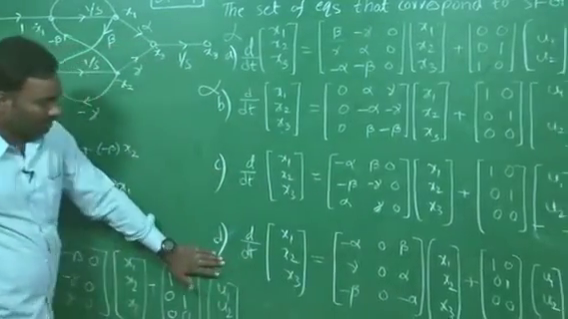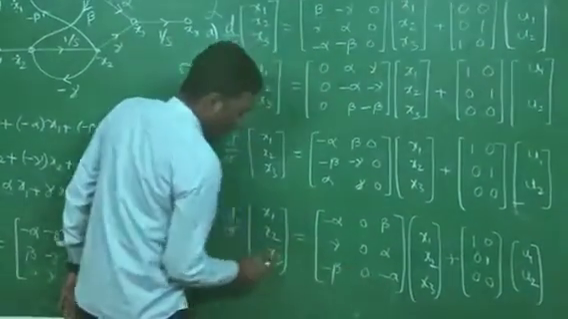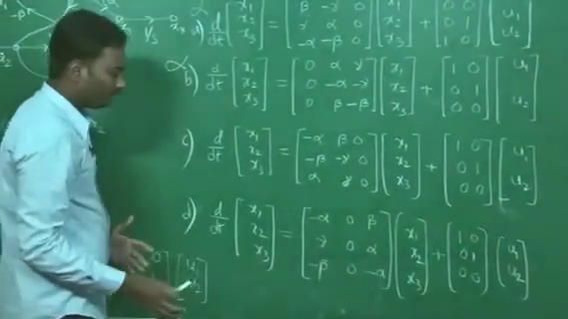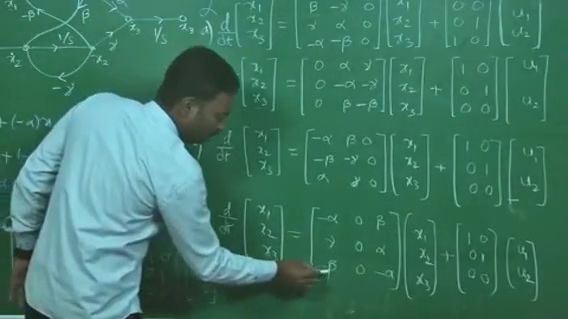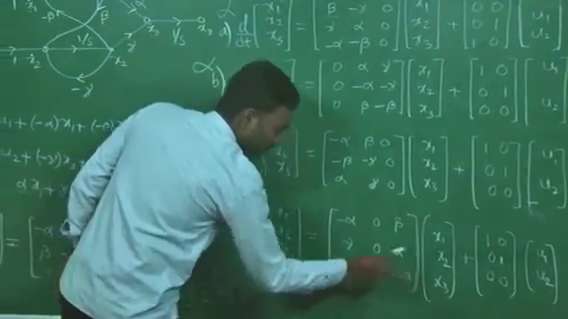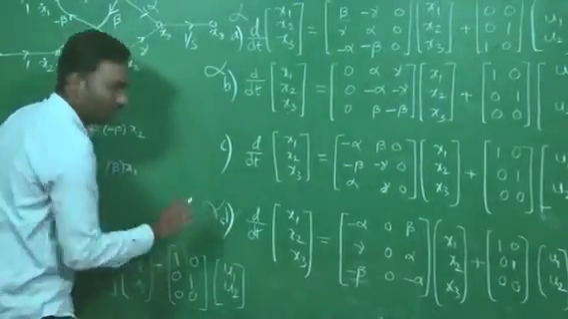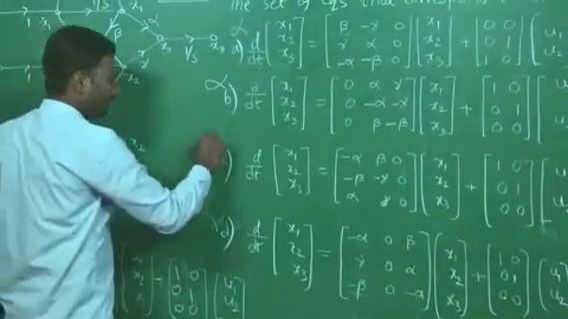Then option D, we can see that for x3 dot here, there is no connection with the inputs. There are no terms of the input here. But here the gain is minus beta into x1 and minus alpha into x3. Here again the minus beta term comes. So option D is also wrong. So from this we can interpret the answer as C.